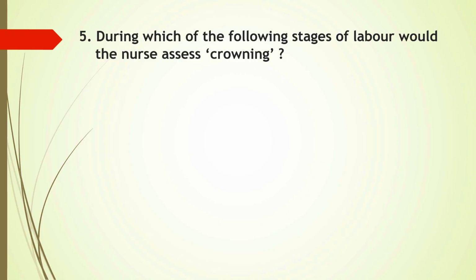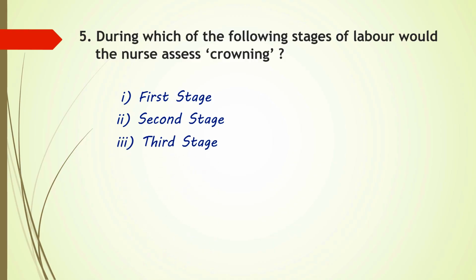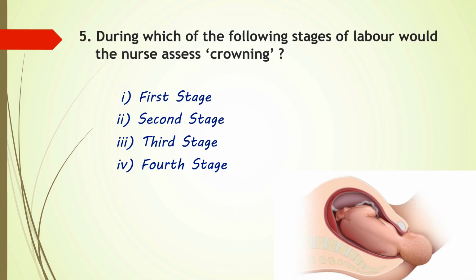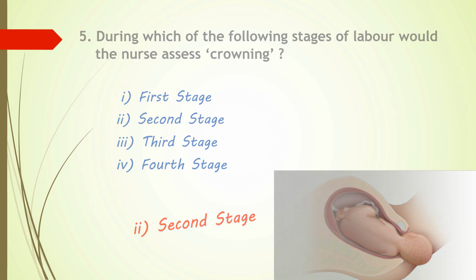Question number 5. During which of the following stages of labor would the nurse assess crowning? Options are first stage, second stage, third stage or option 4 fourth stage. Crowning means when the top part of the baby's head becomes visible at the vaginal opening and no longer slips back inside even between the contractions. This crowning phase occurs during the second stage of labor. So here option 2 is the correct answer.